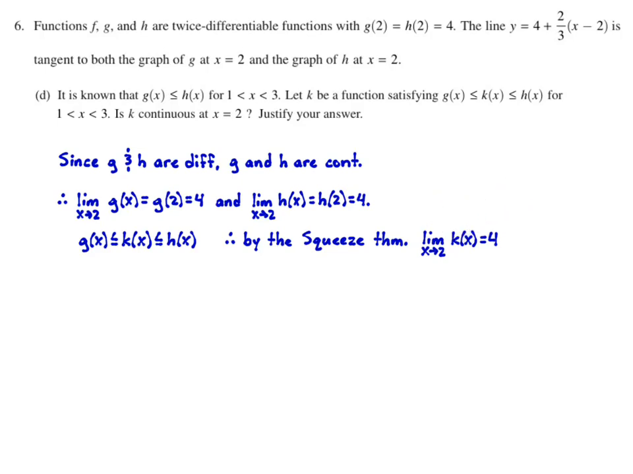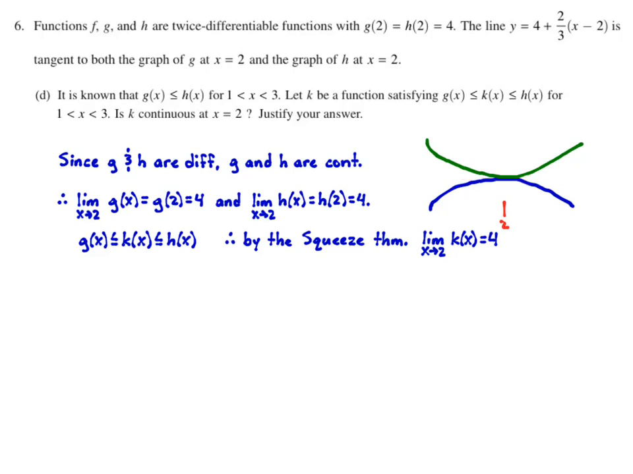Let me sketch this a little bit. Let's say that this is g of x, and let's say that this is h of x, and this is when x equals 2 here. As we move along here, as x approaches 2, g is approaching the value of 4, and as x approaches 2, h is approaching the value 4. Because k is basically in between g and h, g is less than or equal to k is less than or equal to h, k must fit somewhere in between them because it's always in between them or equal to them.